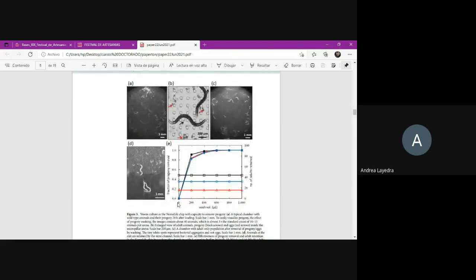For the optimization of worm culture conditions, 200 microliters of S medium was administered through the loading port of the device. All adults were retained and all progeny were removed using a total wash volume of 1 milliliter.